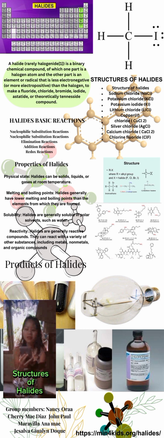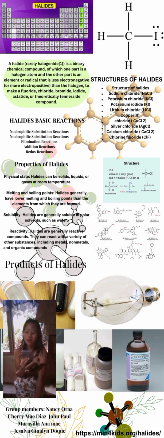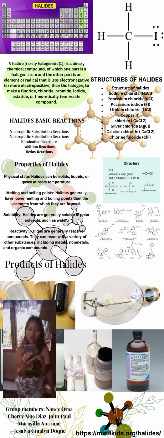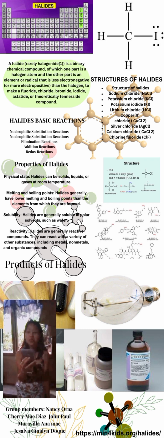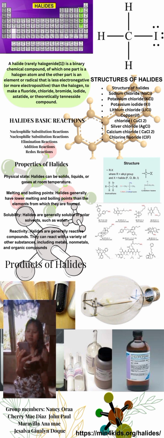Structure of halides. A halide is a compound that is made of two elements. One part is a halogen atom, fluorine, chlorine, bromine, iodine, and the other part is an element that is less electronegative. The structure of halides. Sodium chloride: an ionic halide with a face-centered cubic crystal structure. Calcium chloride: an ionic halide with a crystal structure.